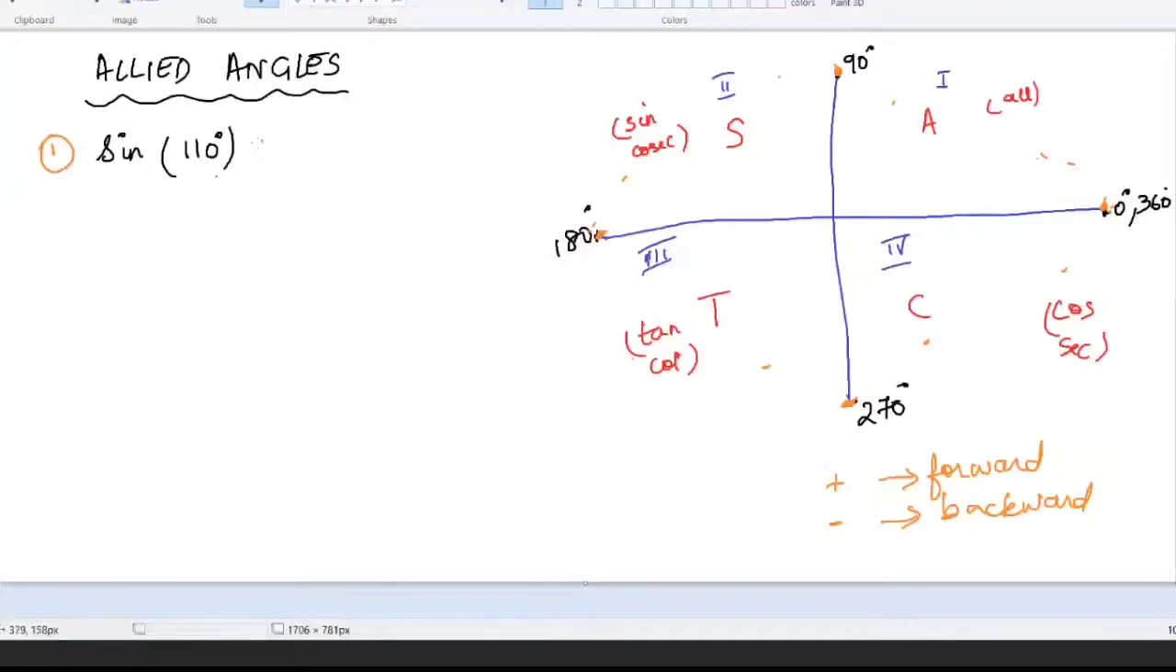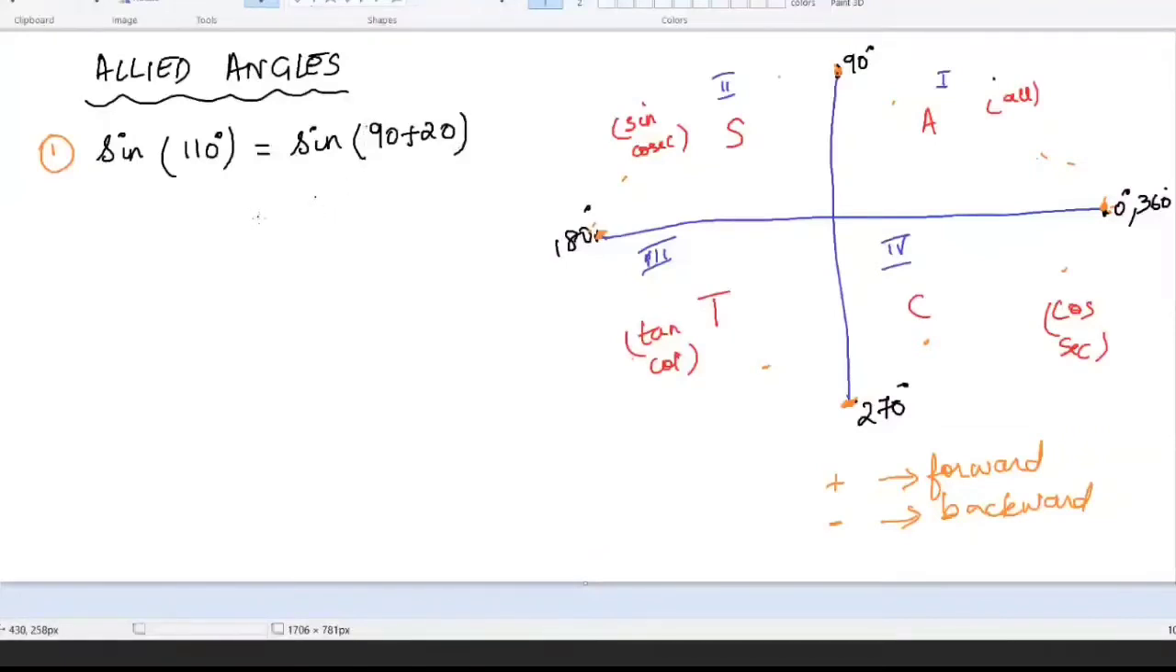How can I write this first? 110 lies in which quadrant? In the first quadrant, 0 to 90 lies. Second quadrant, 90 to 180. Third quadrant, 180 to 270. Fourth quadrant, 270 to 360. So 110 lies in the second quadrant. Can I write 110 as 90 plus some number? 90 plus 20. This should be my first step: splitting the given angle.